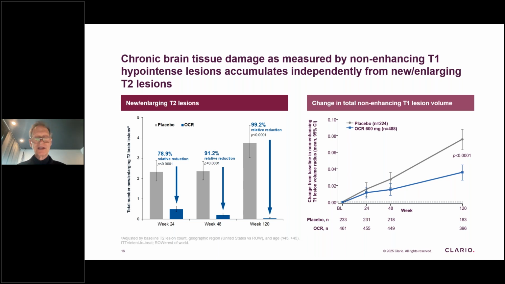And on the right, you see the total non-enhancing T1 lesion volume. Now, T1 is an MRI contrast that's associated with a relatively severe tissue destruction. And you can see that the volume of tissue being destroyed within lesions is increasing progressively in the placebo-treated group in gray. That's not surprising, but what is surprising is that it continues to increase in the patients treated with the anti-CD20 therapy, despite the fact that there are no new lesions forming.